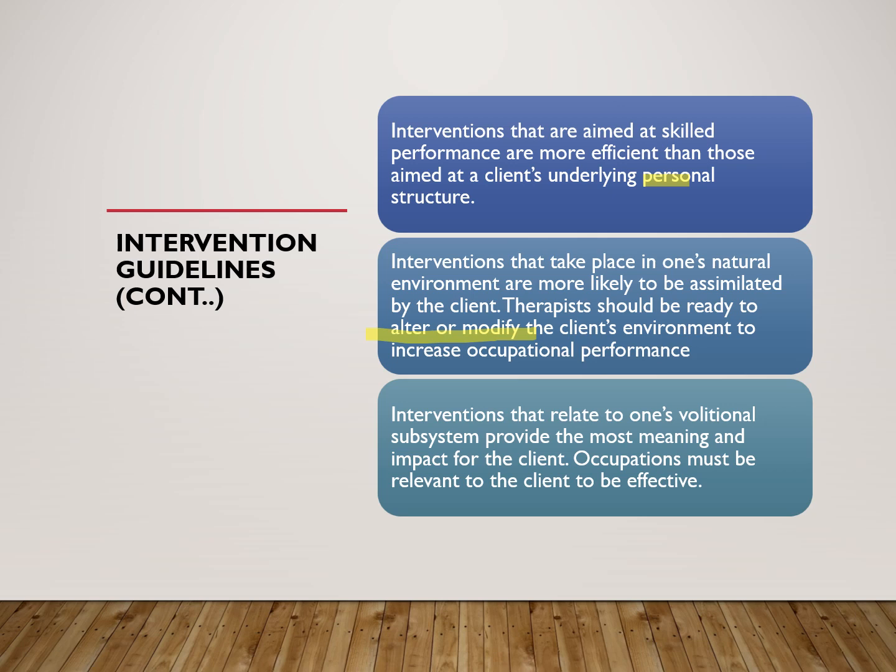So what this is saying is it's better to do what they need to do where they need to do it instead of simulating it. Interventions that relate to one's volitional subsystem will provide the most meaning and impact for the client. So the occupations must be relevant to the client to be effective.